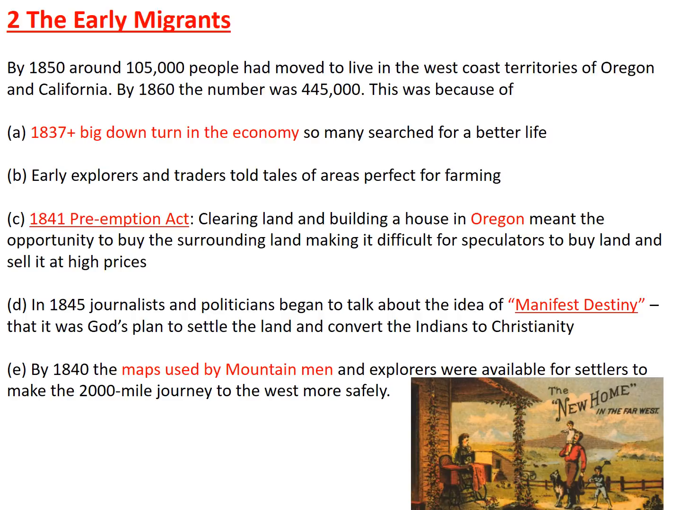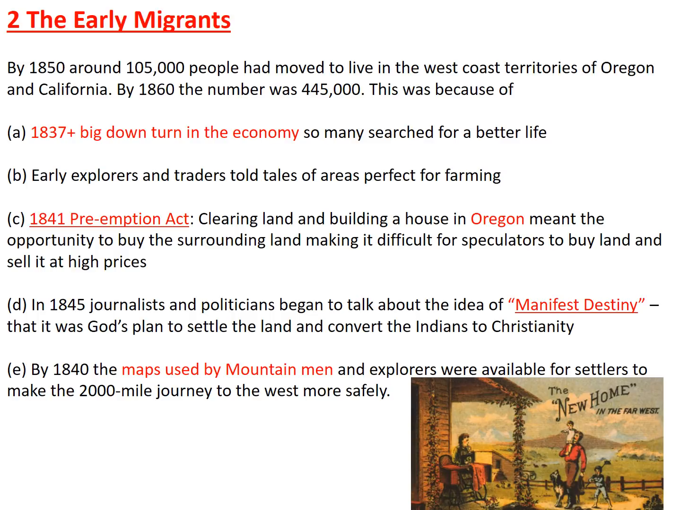So what we're going to see now is clashes with the other groups here. So the early migrants, why did they travel in the first place? Well, there was a downturn in the economy, so many of them were looking for a better life, looking for areas perfect for farming, and stories of the West led to that.